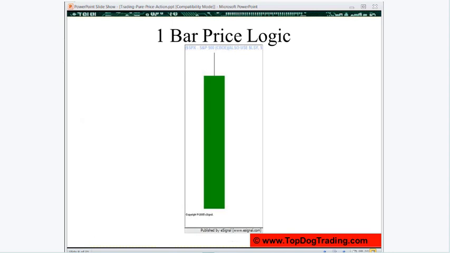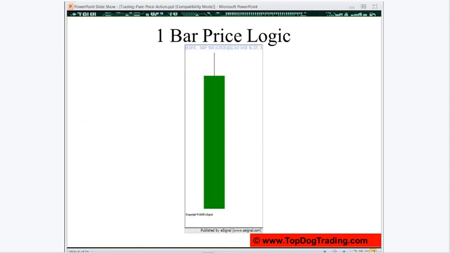Okay, so 1 bar price logic. We're going to start with 1 bar, then go to 2 bars, 3 bars, and then we're going to look at a whole history of bars and learn how to read them. So we can read a chart like a book. Anybody have the experience where you look at a chart and it looks just like a Rorschach ink blot test? It's just chaotic. It looks subjective. It's not subjective at all. Every chart tells a story. Okay, and that's what we're going to learn today, is how to tell the story.